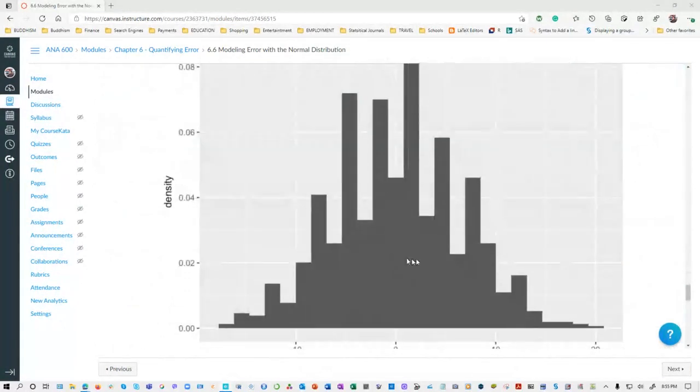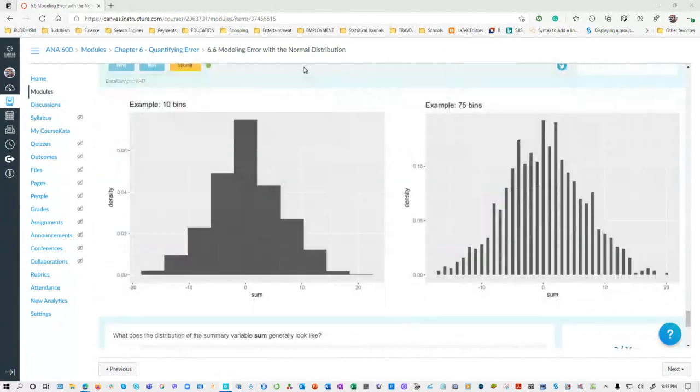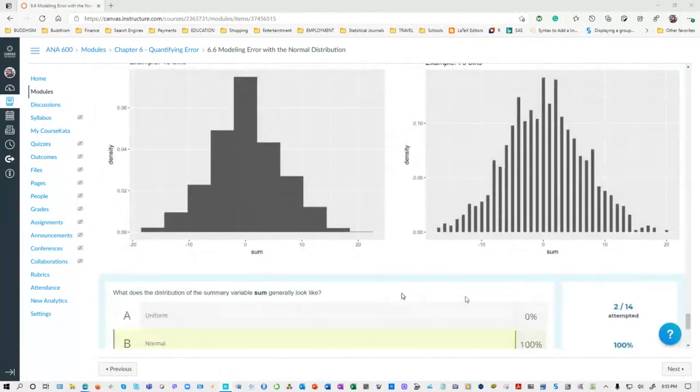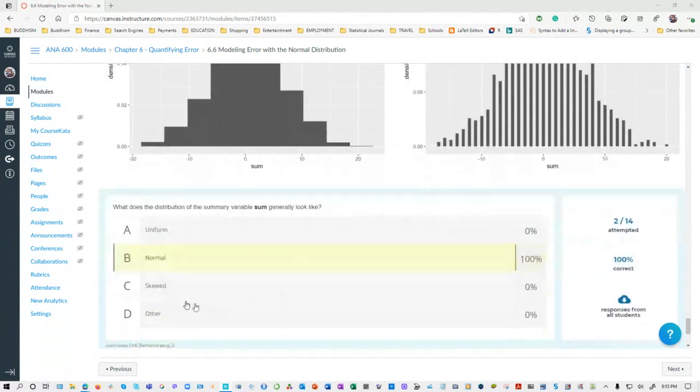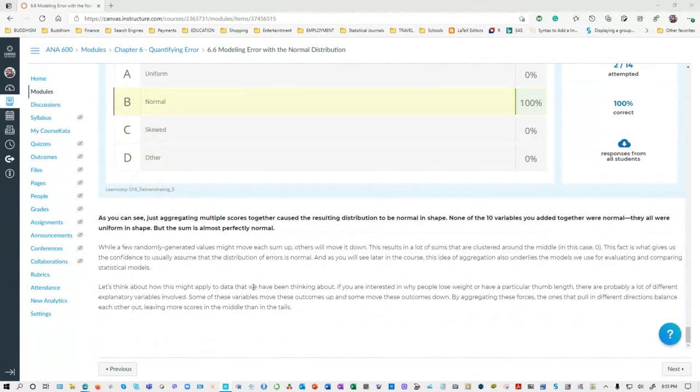It's uniform, and then it's getting bell shaped. If you increase all the variables, it's getting to a bell shape. What does the distribution of the summary variable, the sum, generally look like? Normal. It's getting to normal. As you can see, just aggregating multiple scores together caused the resulting distribution to be normal in shape. None of the 10 variables you added together were normal. They all were uniform in shape, but the sum is almost perfectly normal.